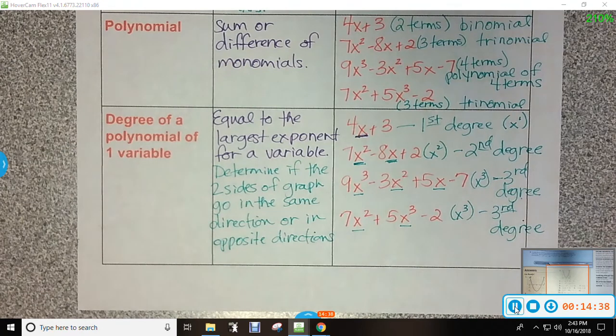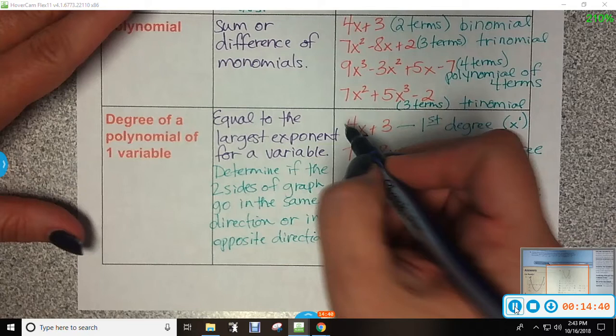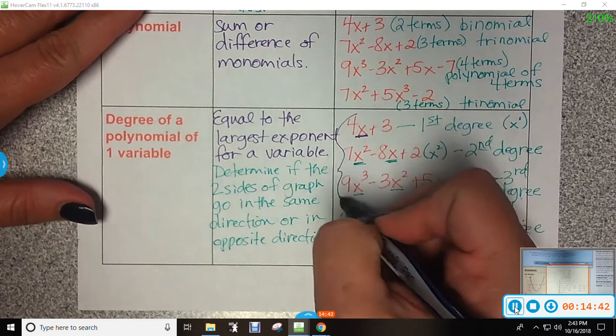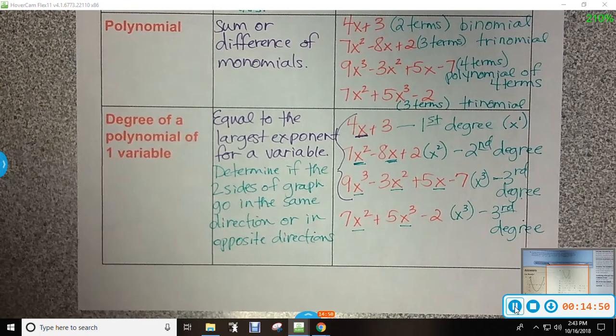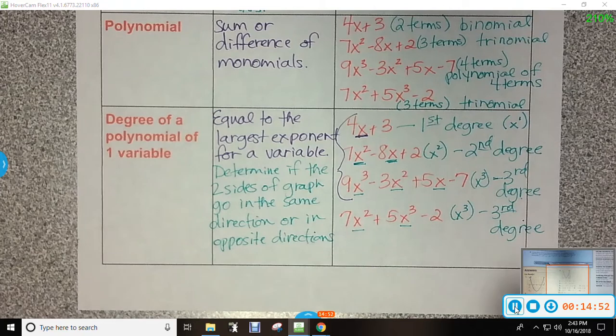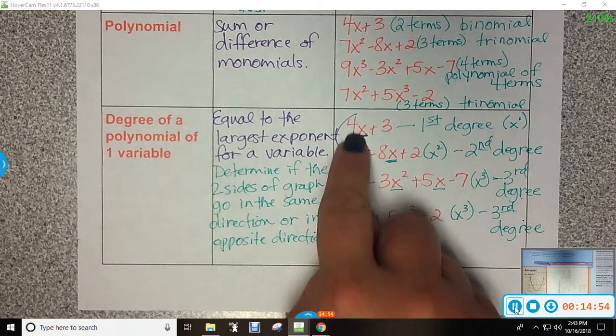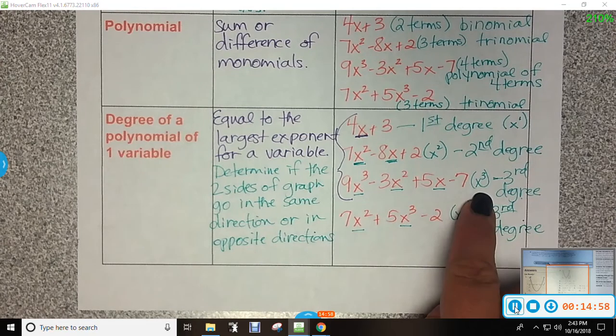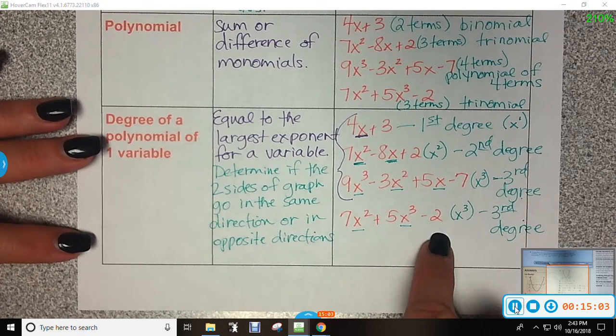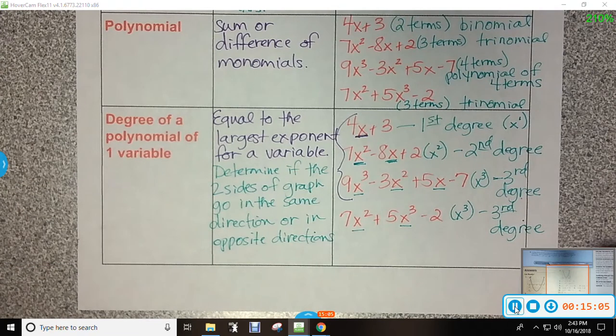Now something I want you to notice, in all 3 of these first ones, it just so happened that it was the first term that told us what the degree was, and that's because each of those started with the biggest exponent and then worked its way down to smaller. That's called standard form, or descending order. This one's not written in that order. You could rewrite it in that order if you want to, but you don't have to. You just have to find the biggest exponent for x.